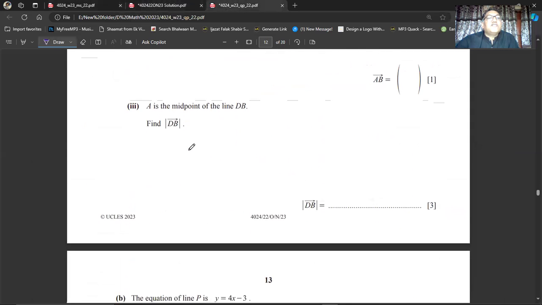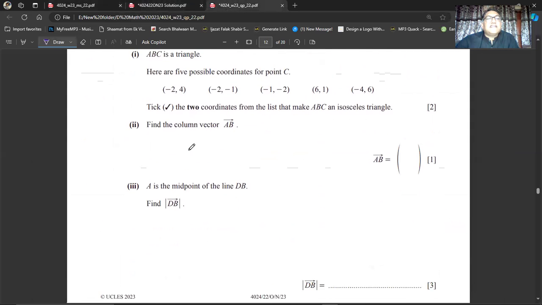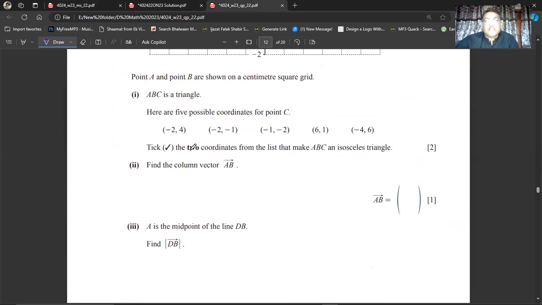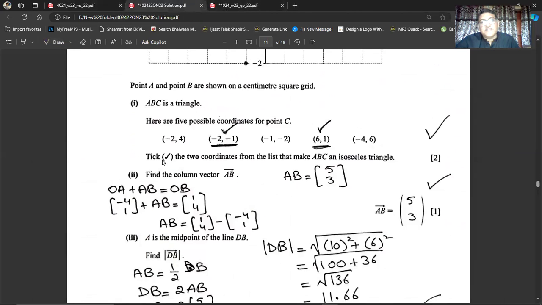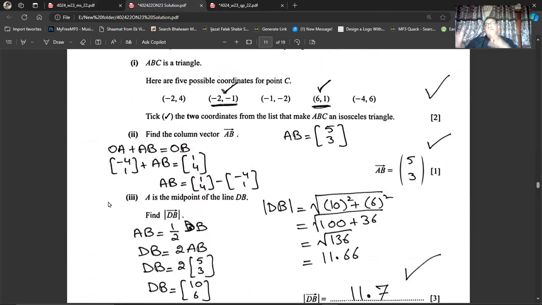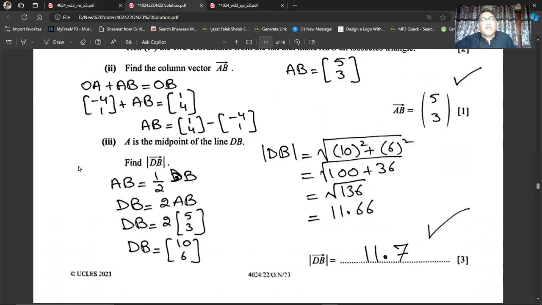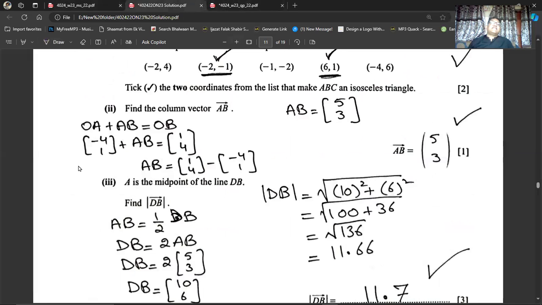Okay, so we are going to the next part. It says find the column vector AB. You know the position vector. The coordinates are basically given. The coordinates represent the position vector. So they want me to find out the column vector AB.